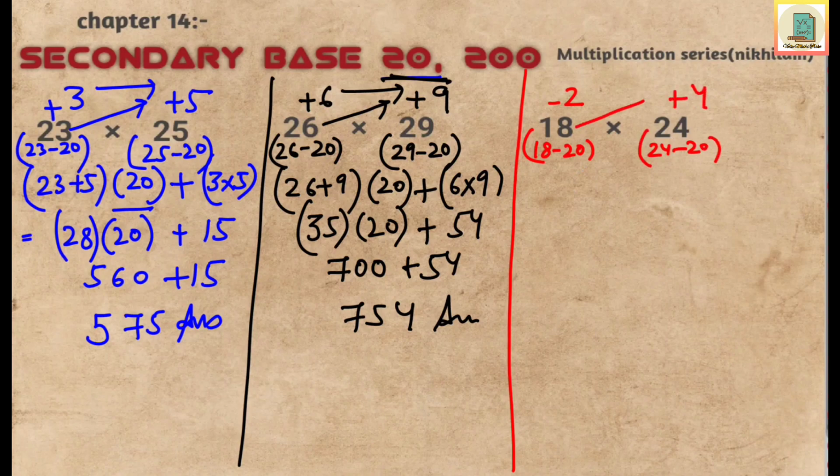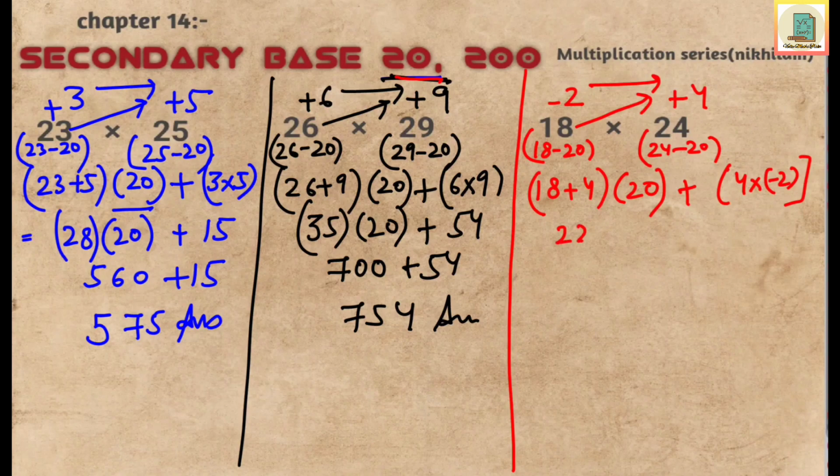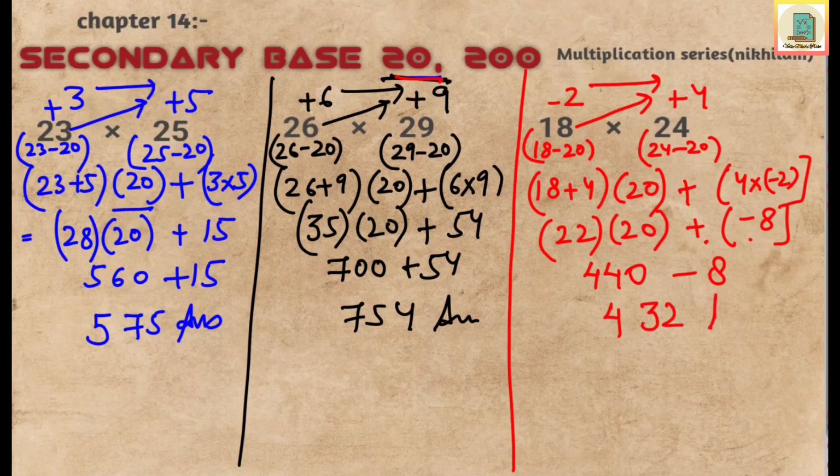Now first number plus the second deviation, which will be 18 plus 4, multiply by the base, which is 20, plus multiply the deviations, which will be 4 multiplied by minus 2. So here 18 plus 4 gives you 22, multiply by 20. Now 4 multiplied by minus 2 gives you minus 8. So 22 multiplied by 20 is 440, plus minus makes it minus, so minus 8. So the final answer is 432.